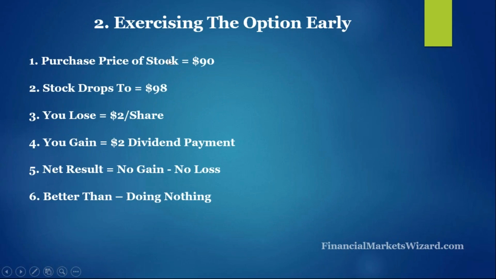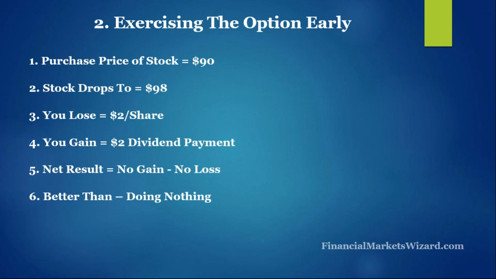So now another option is you can exercise your option. So you have the right to buy at $90, and the stock drops to 98, it's okay. You lose $2 per share, but you will gain $2 dividend because you bought the share. So you lose $2 per share, but you get $2. So net result is no gain, no loss. Better than doing nothing. So if you have money in your account and you know the ex-dividend is coming and you have an in the money call, you can exercise your option.